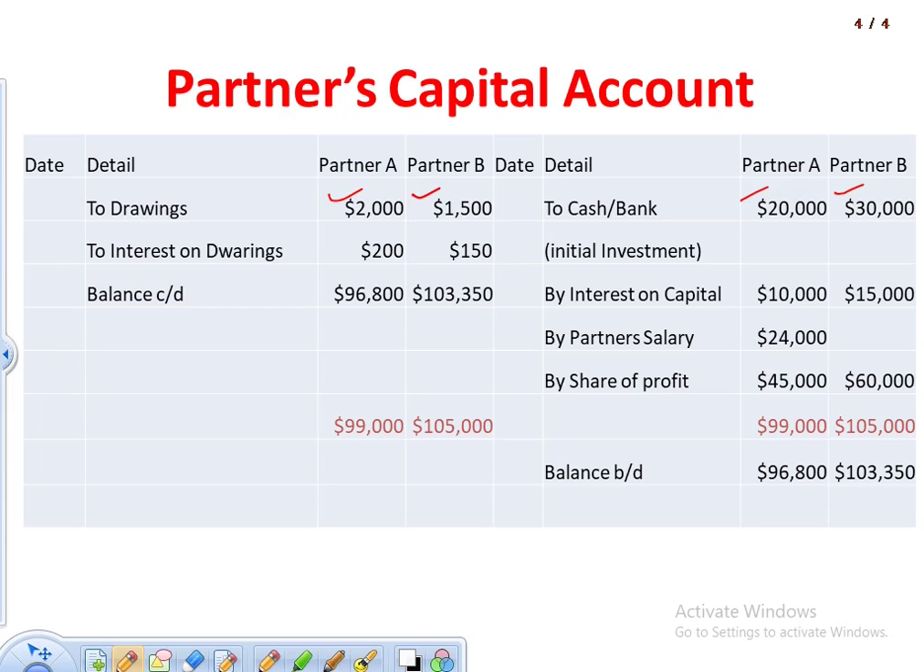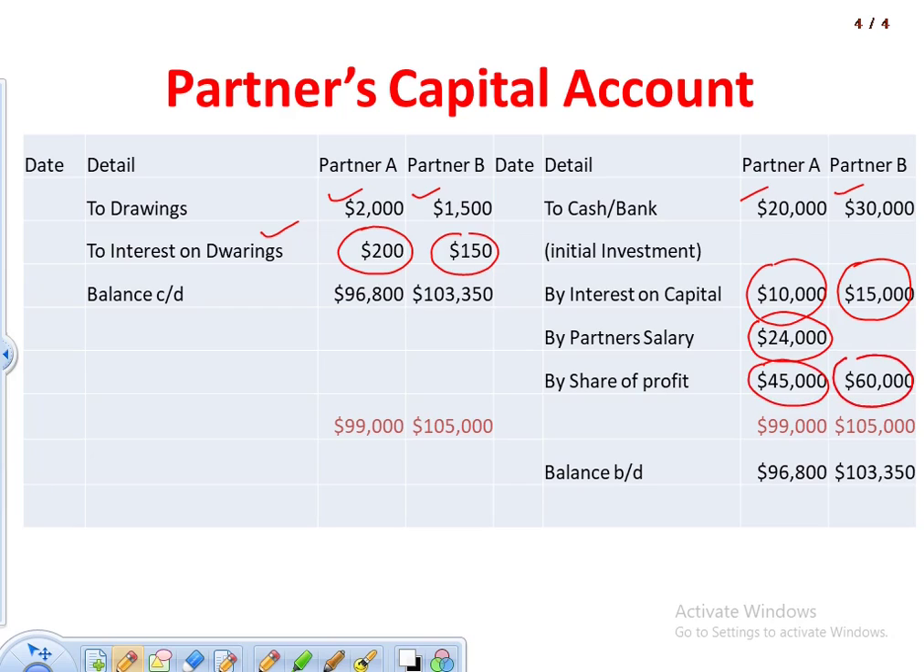In the profit and loss appropriation account, we also saw that we are charging interest on drawings to partners, which is $200 and $1,500 here. And we gave interest on their investment at 50%, so 10,000 and 15,000. This is from the appropriation account. So partner A is entitled to a salary of 24,000, and their share of profit is 45,000 and 60,000.